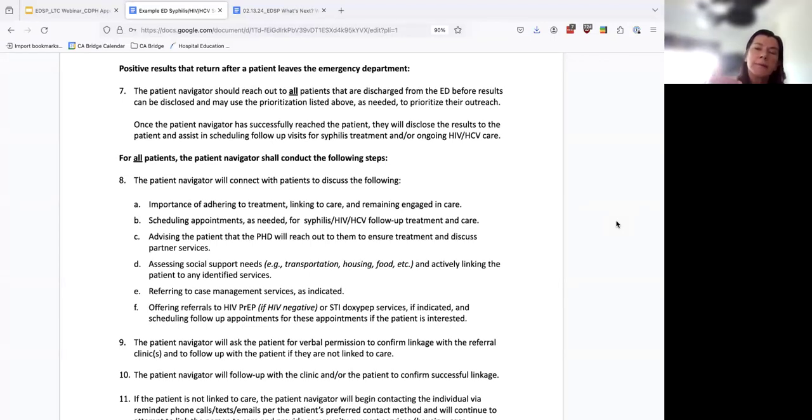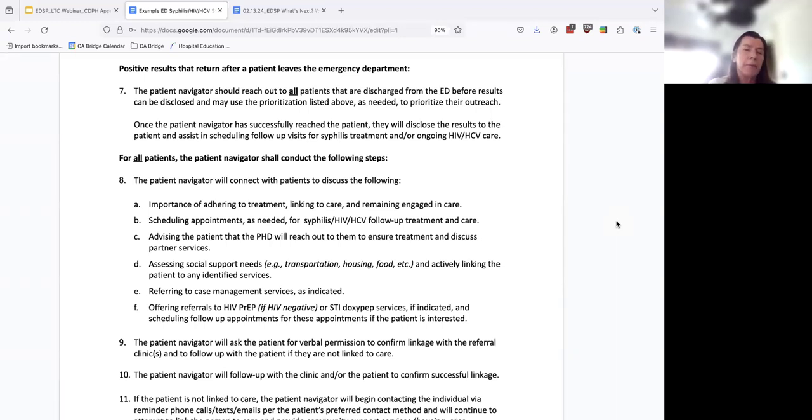And similarly, for patients that were discharged prior to getting their results, you can follow a similar prioritization that was recommended in the above number regarding pregnant individuals, high titers for syphilis, and acute HIV and Hep C. Again, that's if you know that information. Otherwise, just work your way through all of those patients that need disclosed.